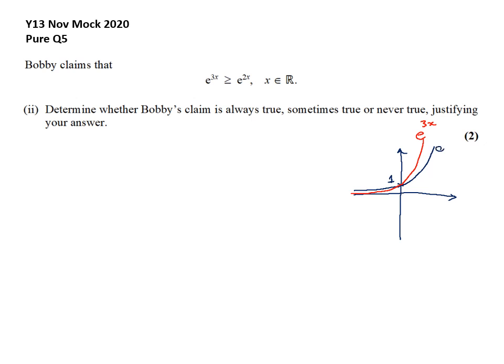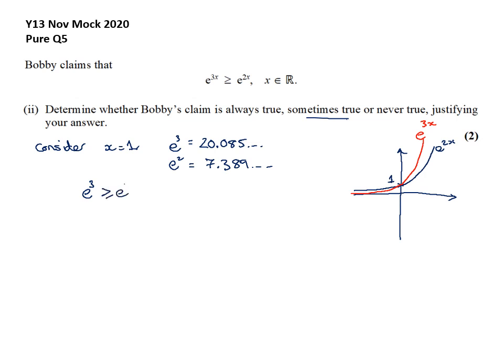If you don't know that, then you could just also take a few values of x to try. They change depending upon whether x is negative or positive. So actually it is sometimes true. So here, consider, let's say, when x equals 1, and then you can just evaluate e to the 3 and e to the 2. And we have these values. So we have a situation here where we've shown a particular case where e to the 3x is greater than or equal to e squared. So it's true for that case.